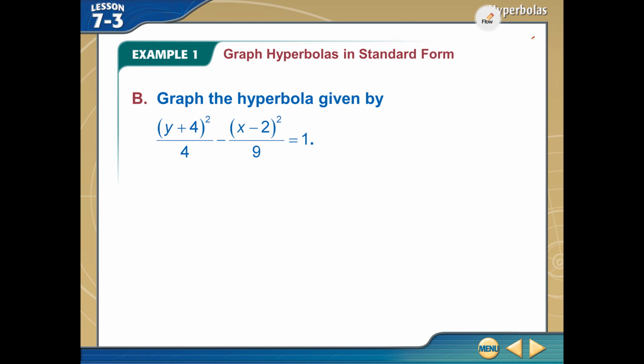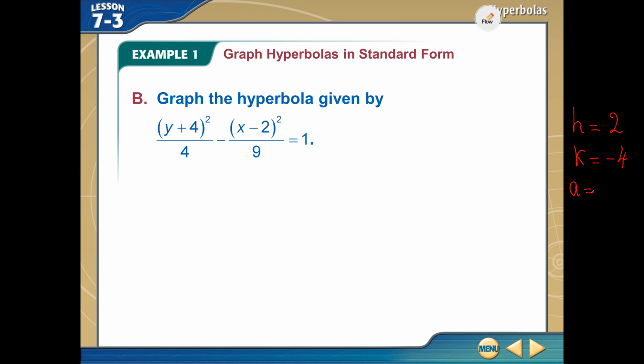Okay, give me the first value. H is... it's -4? No, it's -2. It's +2. It's 2. Okay, H is 2. And K is -4. K is equal to -4. Right answer. Okay, what about the value of A?